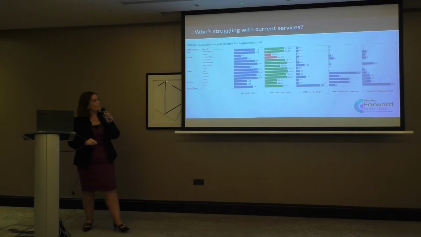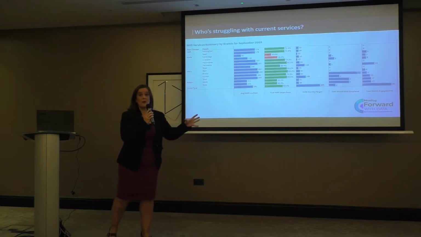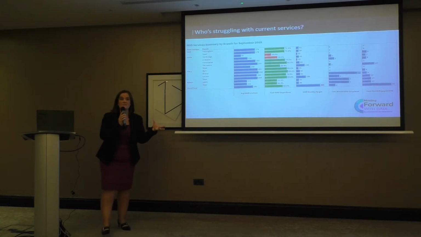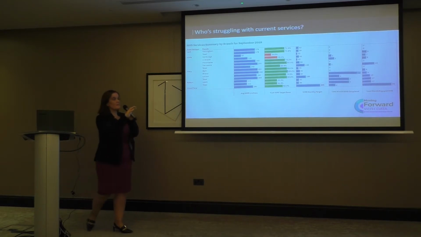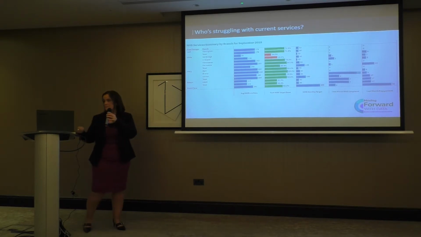So, who's struggling with the current services? Which of my branches have got problems? Who's doing the NMS? Who's doing it well? Who can talk to the other branches? It's all about the visibility of seeing and the transparency of seeing all the branches together.